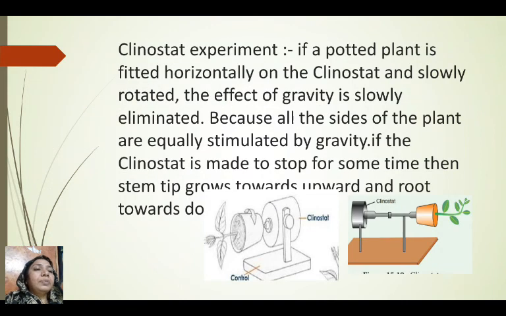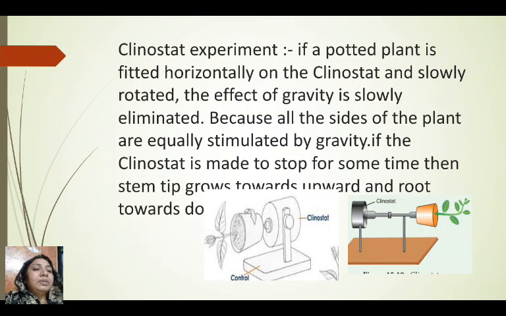In the clinostat experiment, a potted plant is fitted horizontally on the clinostat, and the clinostat is then slowly rotated for 4 minutes. The effect of gravity is eliminated because all the sides of the plant are equally stimulated by gravity. If the clinostat is made to stop for some time, then the stem tip will grow upward and the root tip will grow downward.